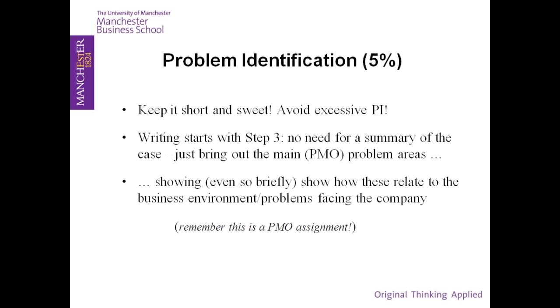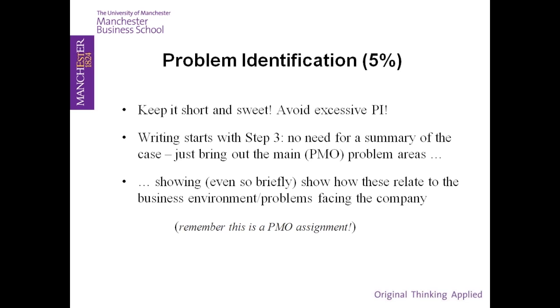Okay, I've cross-referenced here the case study guidelines. So the writing actually starts with step 3. There's no need for you to summarize the case. Let's assume that we know what's in the case, that I know what's in the case, or that Mark knows what's in the case, and just identify the main PMO problem areas. As I said, in the past, people have made the mistake of spending half of the essay or half of the assignment listing out problem after problem. That's not the name of the game. It's to pick out the essence of the problems.